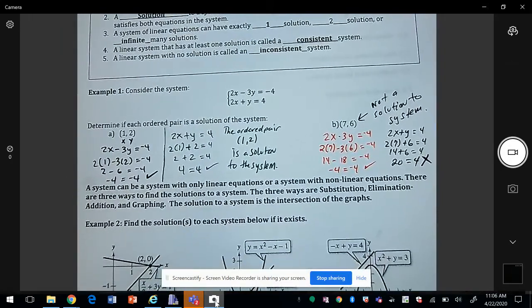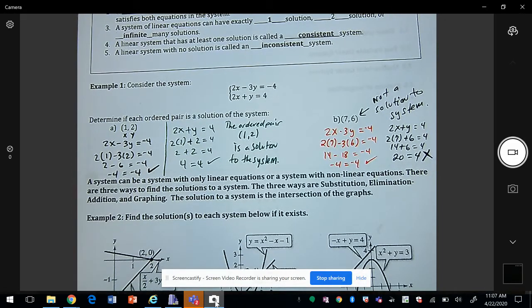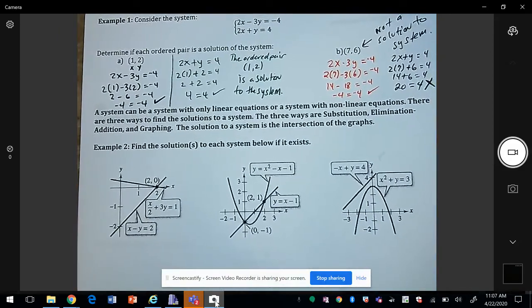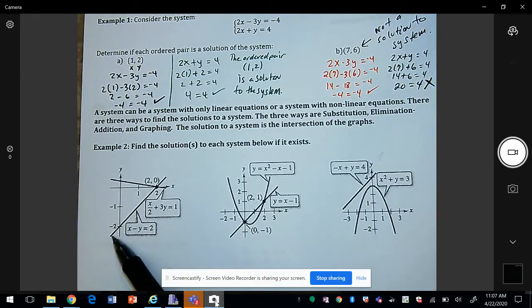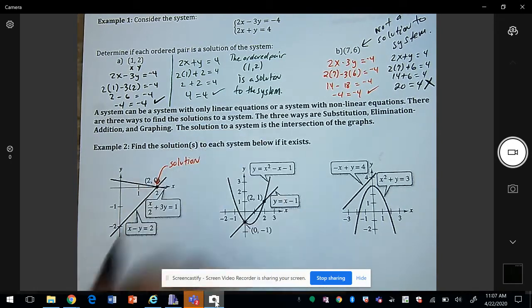Okay. So a system can have only linear equations, or it could also have nonlinear equations. And there are three ways that we're going to find these solutions. One way is to use substitution, elimination (addition), or to graph. And the solution when we have the graphs is where the graphs intersect each other. So for example, find the solution to each system below if it exists. Here I have one equation, and then I have my second equation. Our solution is going to be where the two equations intersect. So this is going to be our solution here.